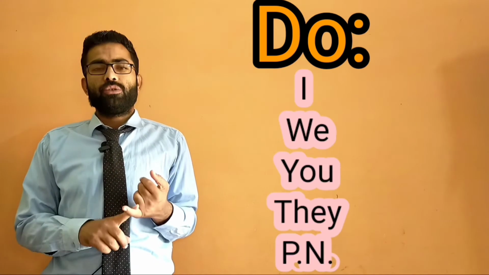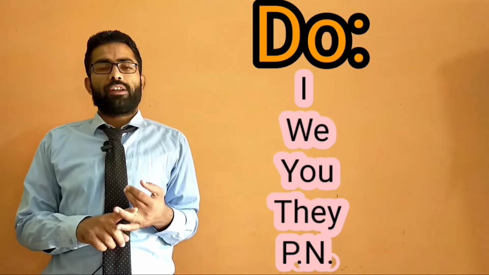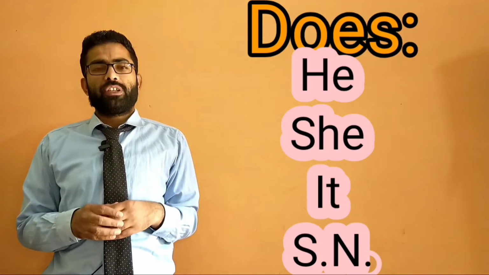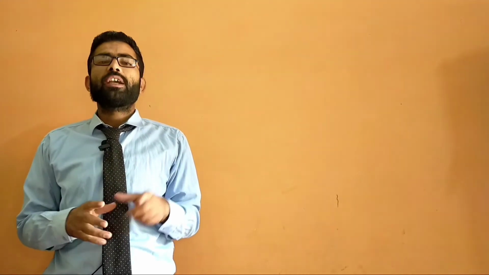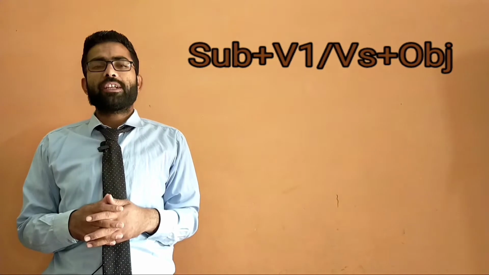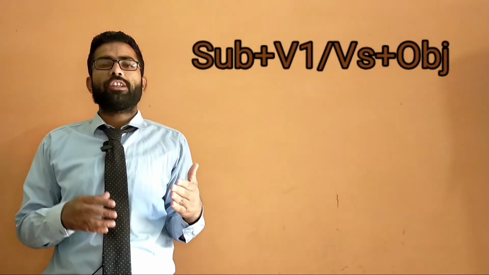Do is used with I, we, you, they and plural noun. Does is used with he, she, it and singular noun. Its structure is subject plus first form of verb or S form of verb plus object.